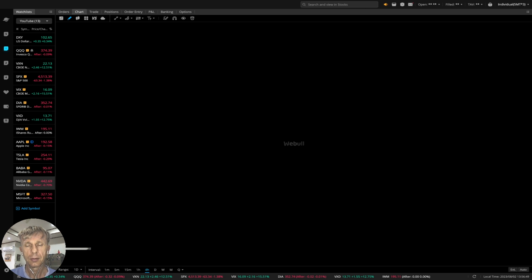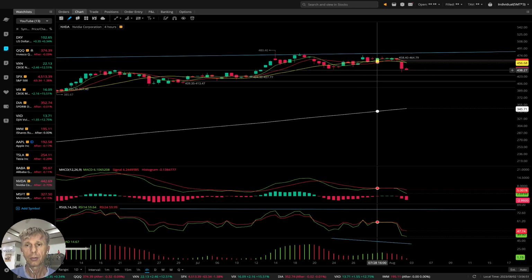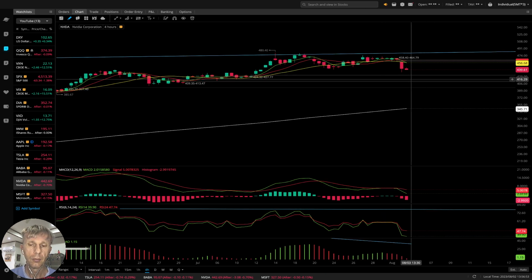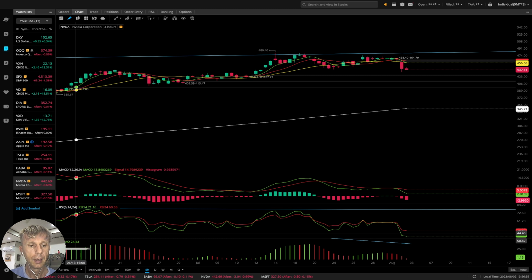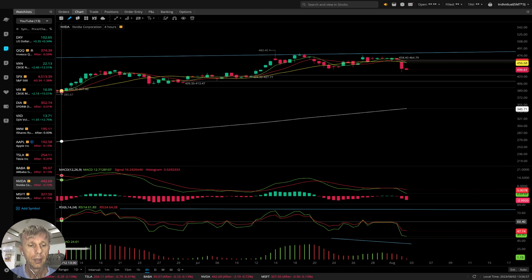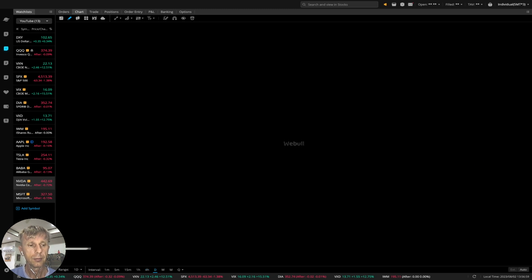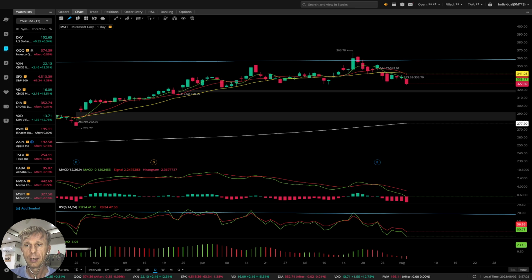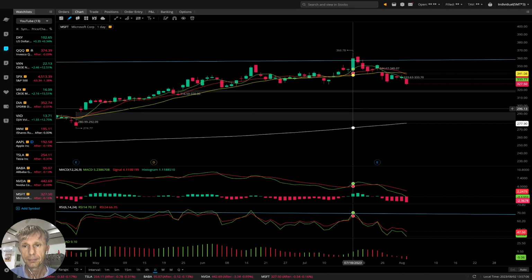Let's see 4 hours. The 4 hours already told you it's a bearish reversal trend. And 1 hour also. Now let's move to Microsoft. Let's see the Microsoft daily time frame. Microsoft, the most negative equity from my watch list.